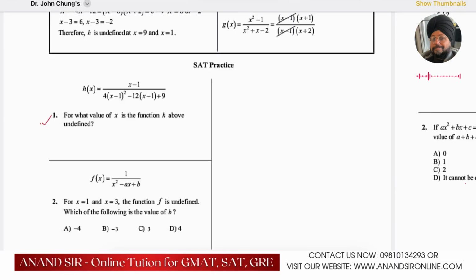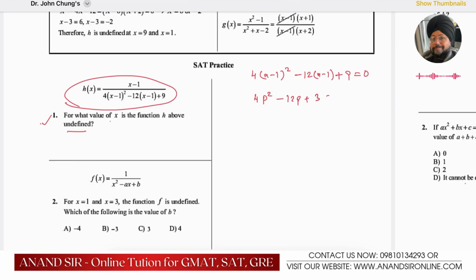For what value of x is the function h above undefined? So what we have to do, we have to put the denominator equal to 0. So I simply write it is undefined when this becomes 0. Let us plug in p in place of x minus 1. So it becomes 4p square minus 12p plus 9 equal to 0, which is basically (2p minus 3) whole square. Or you can say that 2p minus 3 is 0, that is p is equal to 3 by 2.